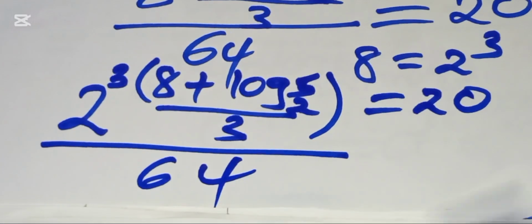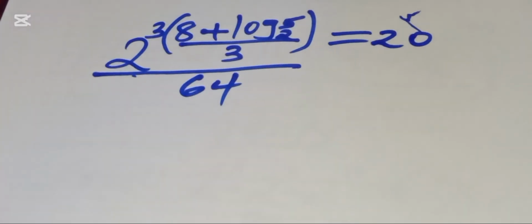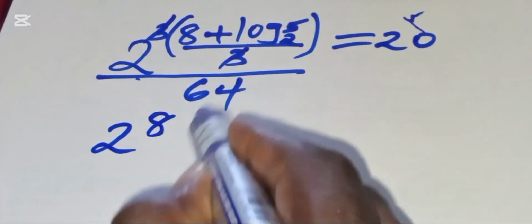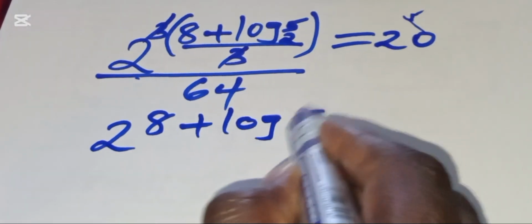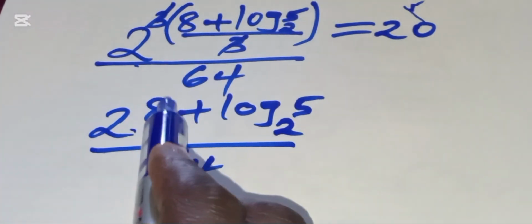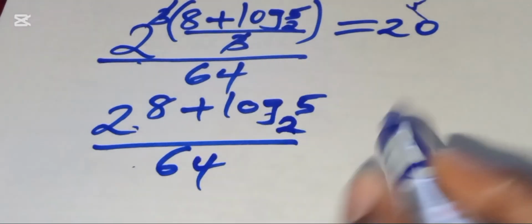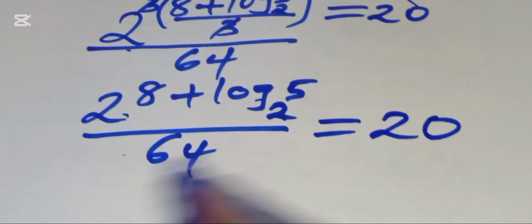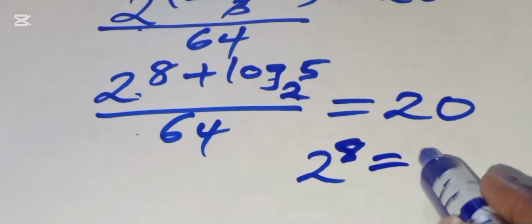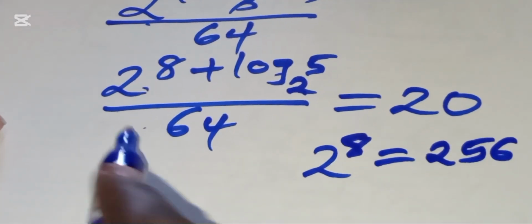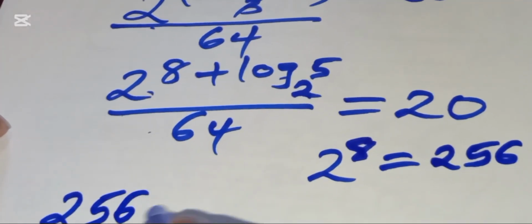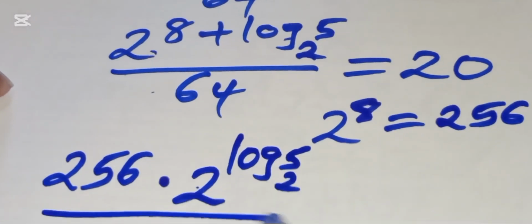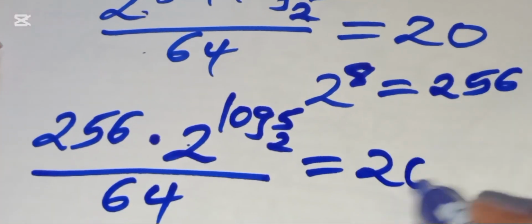Divide everything by 64. Okay, now let's simplify what we have here. We'll simplify the 3, so we'll have 2 raised to the power 8 plus log 5 to base 2, divided by 64. This is supposed to give us a value of 20. Now 2 raised to the power 8 is equal to 256. So you will have 256 multiplied by 2 raised to the power log 5 to base 2, divided by 64. This should give us a value of 20.